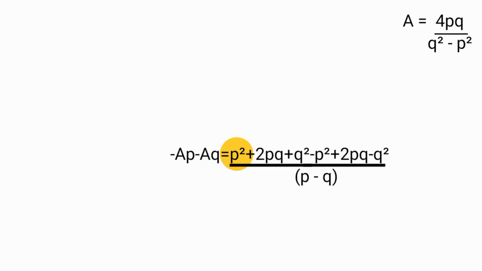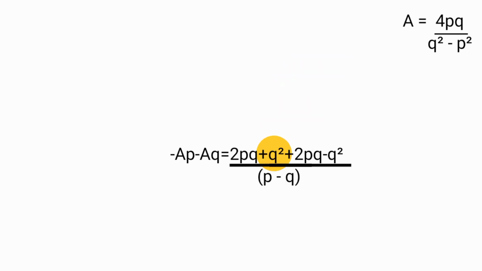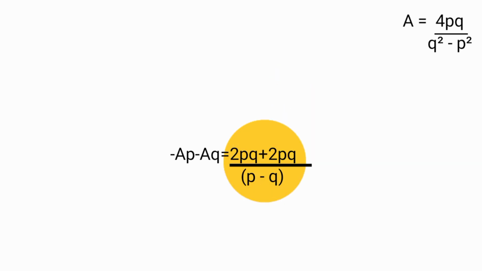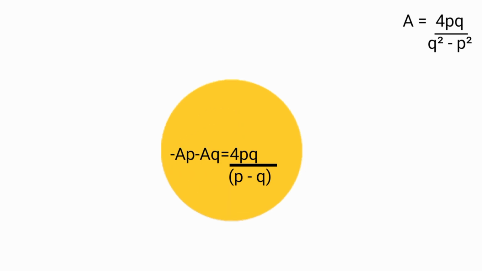Here we have p squared and here minus p squared. P squared minus p squared is 0. Here also we have q squared and here minus q squared. Plus q squared minus q squared is also 0. So we are left with 2pq plus 2pq. 2pq plus 2pq is 4pq. So minus ap minus aq is equal to 4pq.